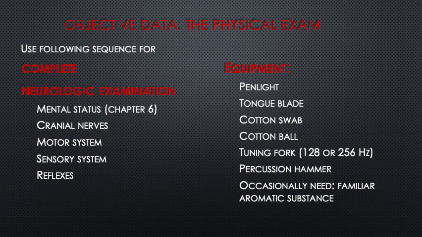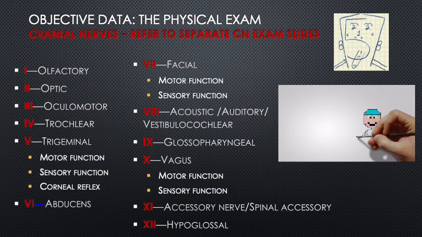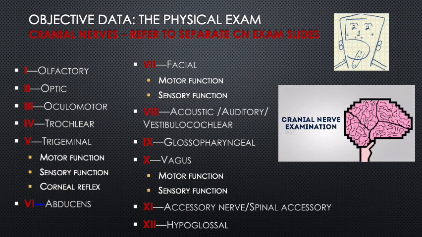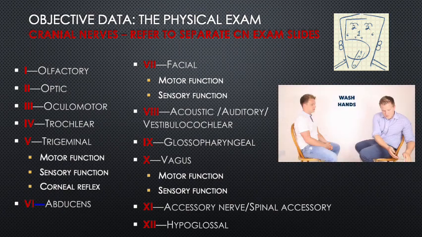So think of your ABCT. We are going to also include motor system, sensory system, and reflexes. And you can see the different types of equipment here that you might need to use. Quickly looking at the cranial nerves, please review again. We have been talking about this over the last 3 weeks or so.